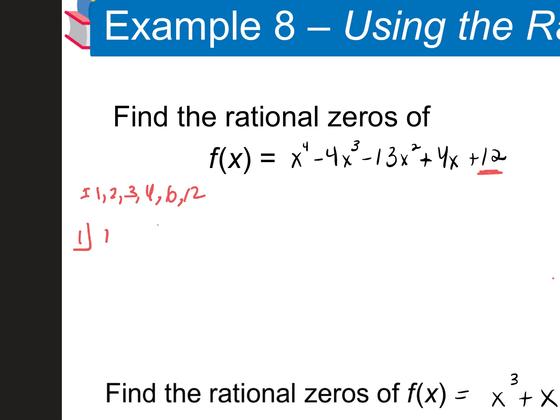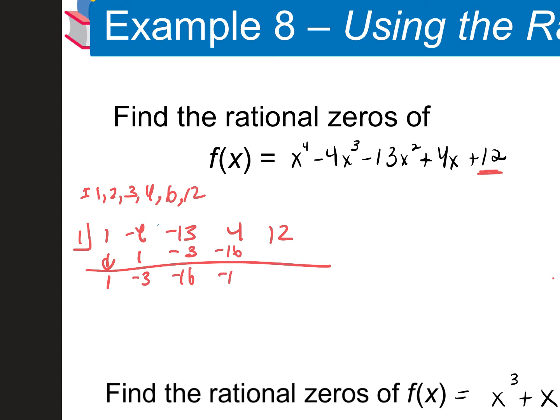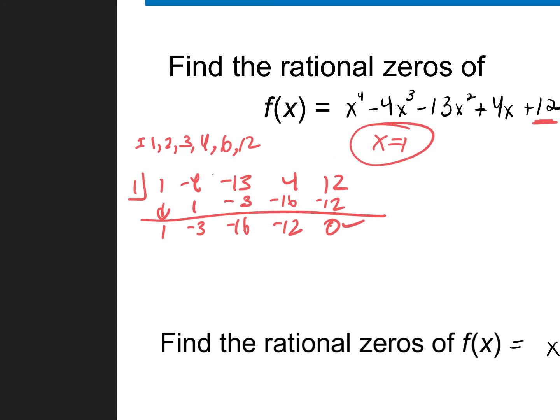So I have 1, negative 4, negative 13, 4, and 12. So bring down my 1. 1 times 1 is 1. Negative 4 and 1 is negative 3. Negative 3 times 1 is negative 3. Negative 13, negative 3 is negative 16. Negative 16 times 1 is negative 16. 4 and negative 16 gives me negative 12. Negative 12 times 1 is negative 12. 12 and negative 12 is 0. So we just proved that x equals 1 is a factor. So now I'm going to write my resulting polynomial: x cubed minus 3x squared minus 16x minus 12 equals 0.